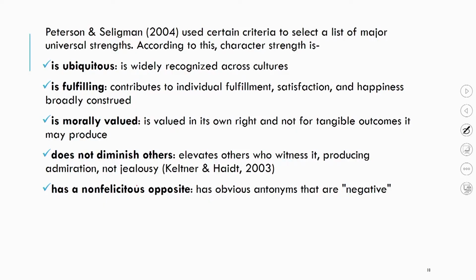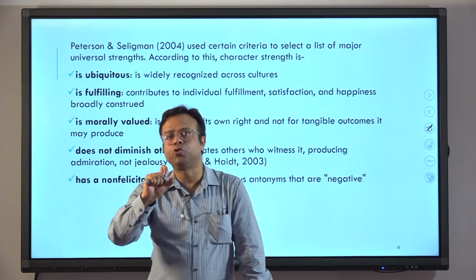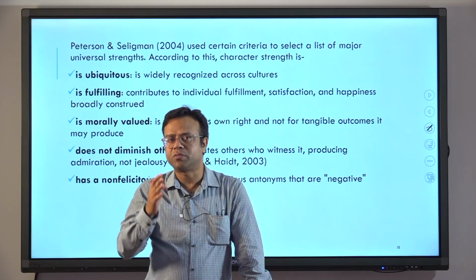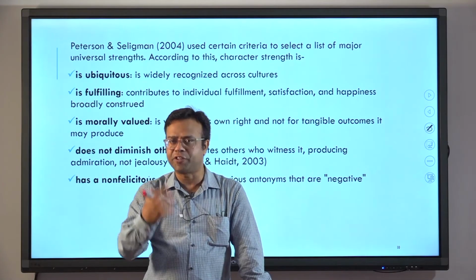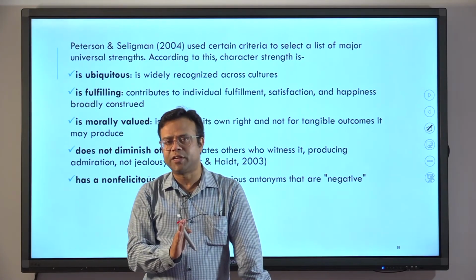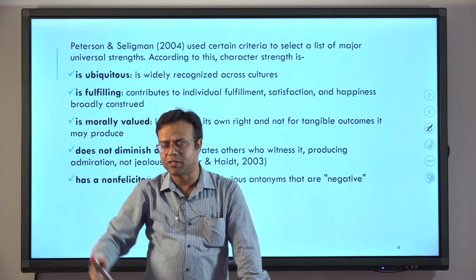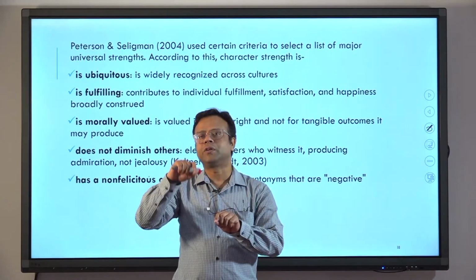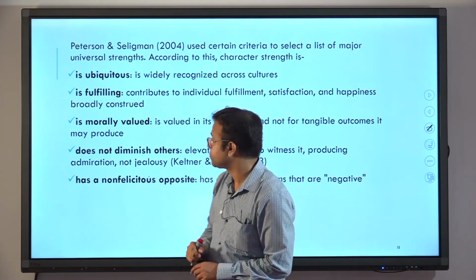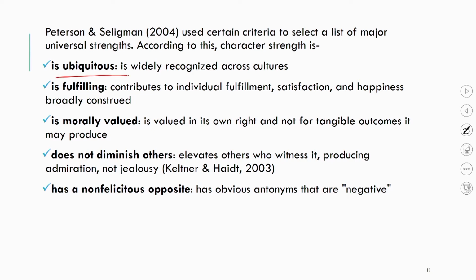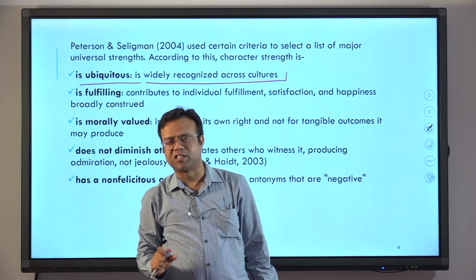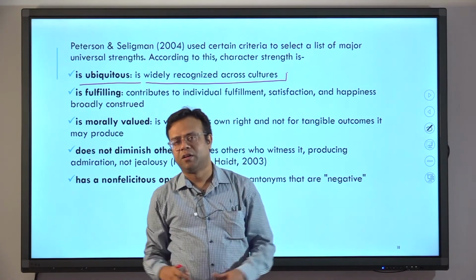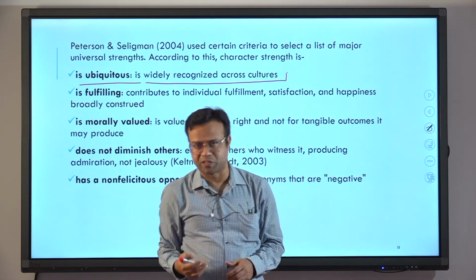So Peterson and Seligman, who developed this whole classification system, used certain criteria for which strengths should be included in the list and which should be excluded. Because there are so many such character strengths, we cannot include everything. So in order to include them in the classification system, they should have certain characteristics. One is that a character strength should be ubiquitous, which basically means it should be widely recognized across cultures. So only those character strengths which are widely recognized across different cultures were included. It should not be just culture specific.